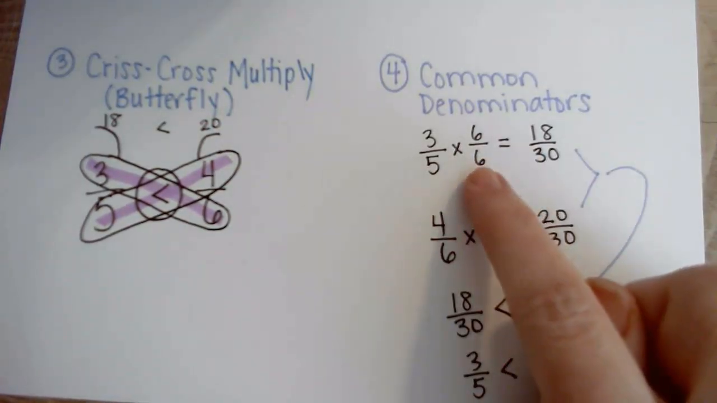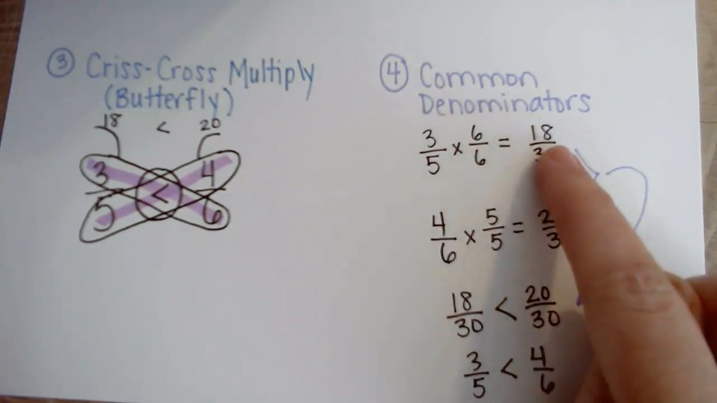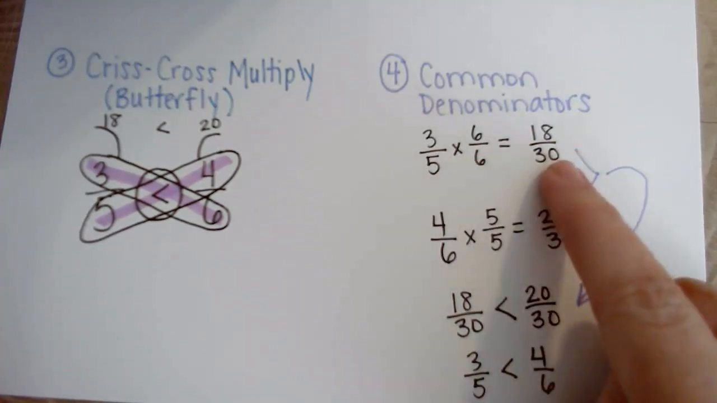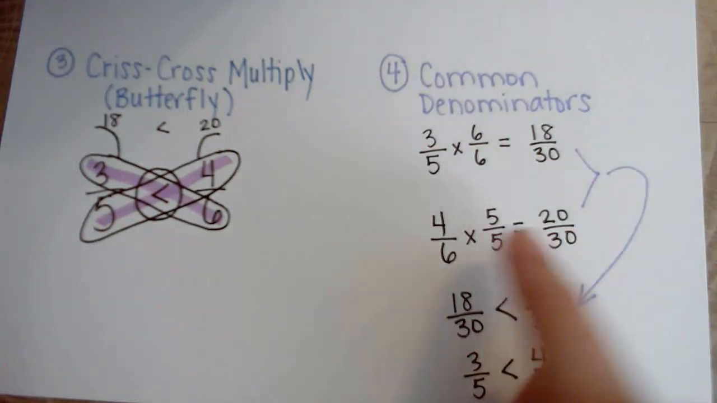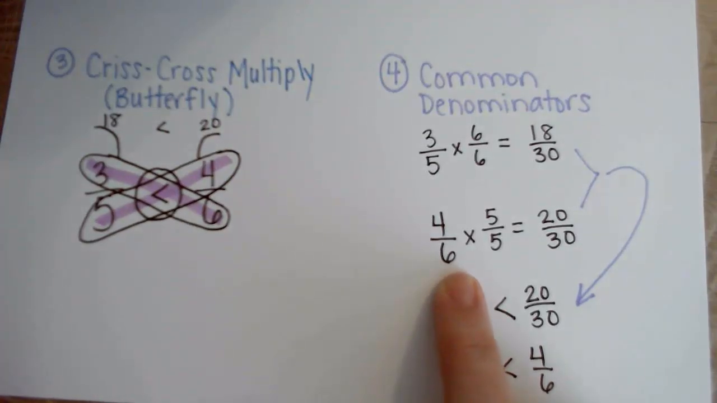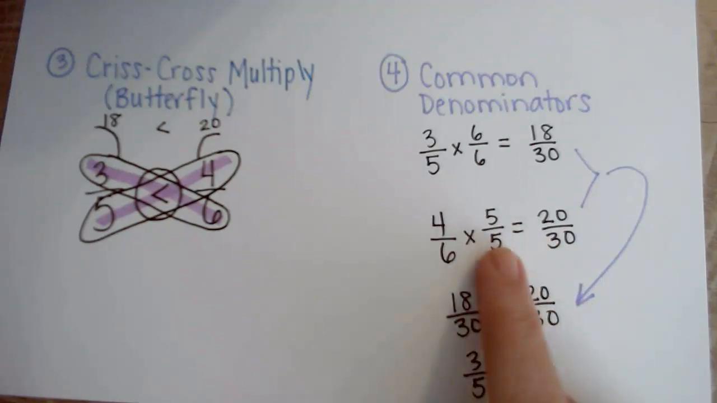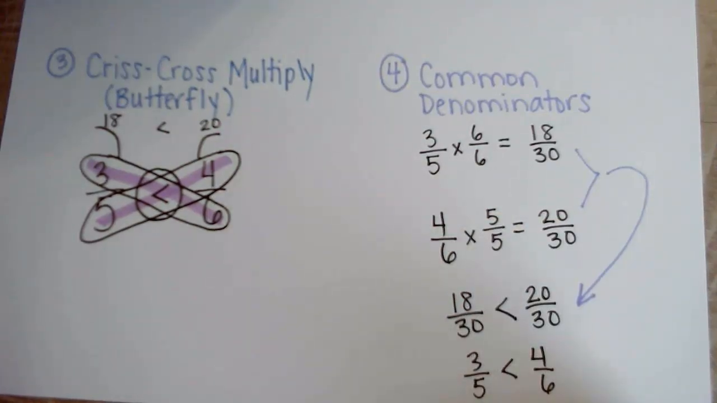In order to do that, I'm going to multiply 3/5 times 6. Multiplying across, 3 times 6 is 18. 5 times 6 is 30. 3/5 and 18/30 are equivalent fractions. Now I'm going to do the same thing with my 4/6. In order to get that 30 as a denominator, I'm going to multiply my top and my bottom by 5. 4 times 5 is 20. 6 times 5 is 30. 4/6 and 20/30 are equivalent fractions.